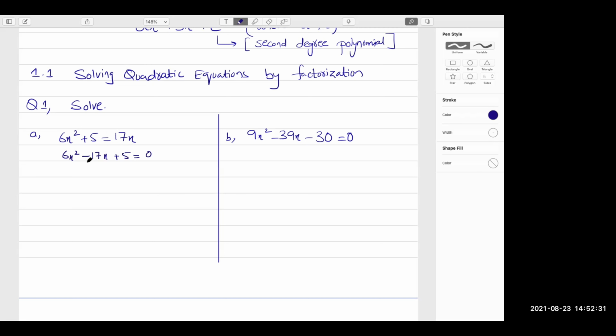6x squared minus 17x plus 5 is equal to 0. Now, what is going to be the middle term? Yes. So 6x squared, okay?